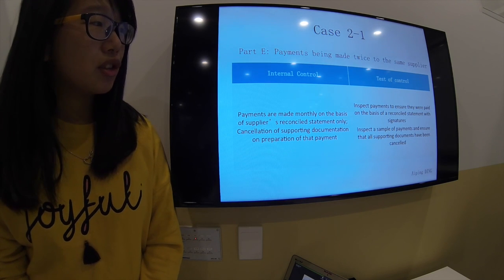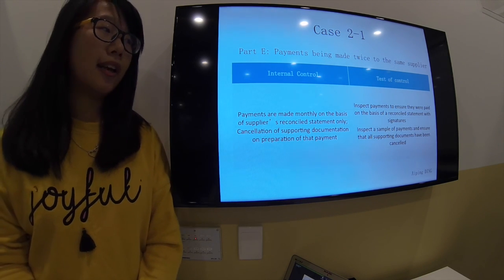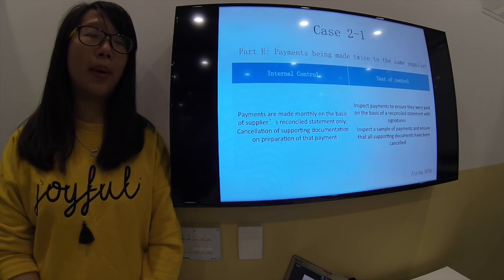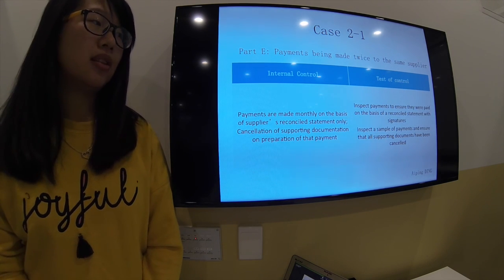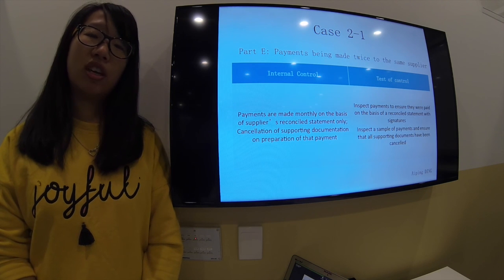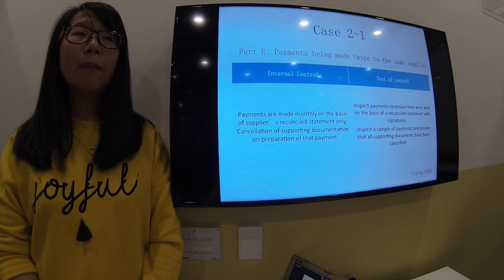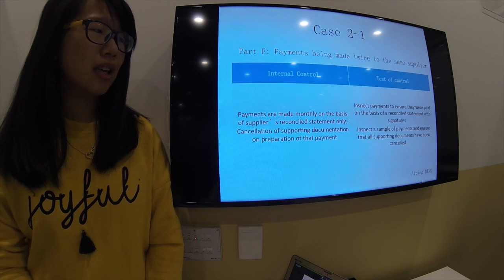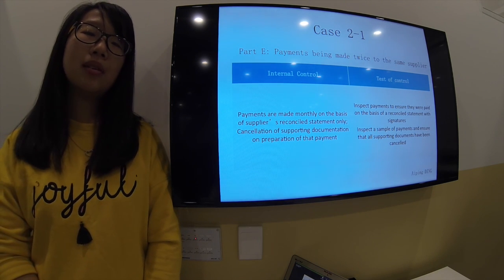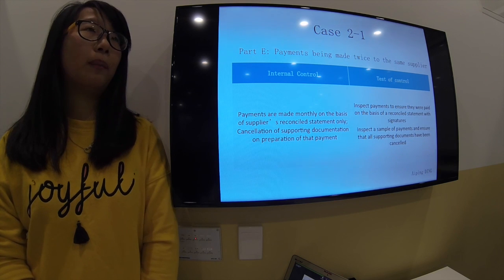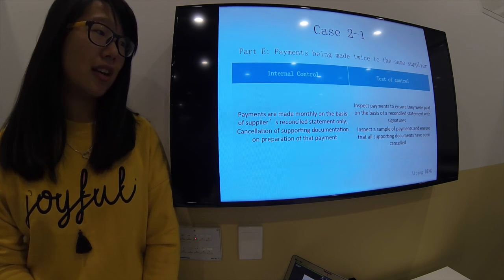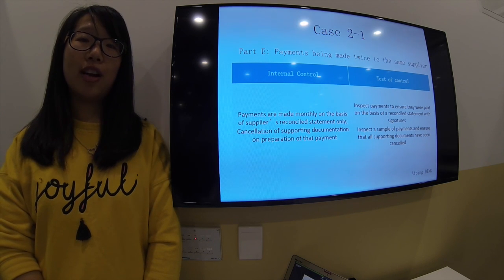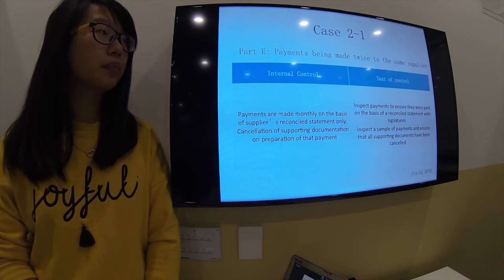For a test of controls, the auditors can inspect payments to ensure that they were being paid on the basis of suppliers' reconciled statements only. By inspecting such a sample of payments, we can also ensure that all of the supporting documents have already been cancelled.